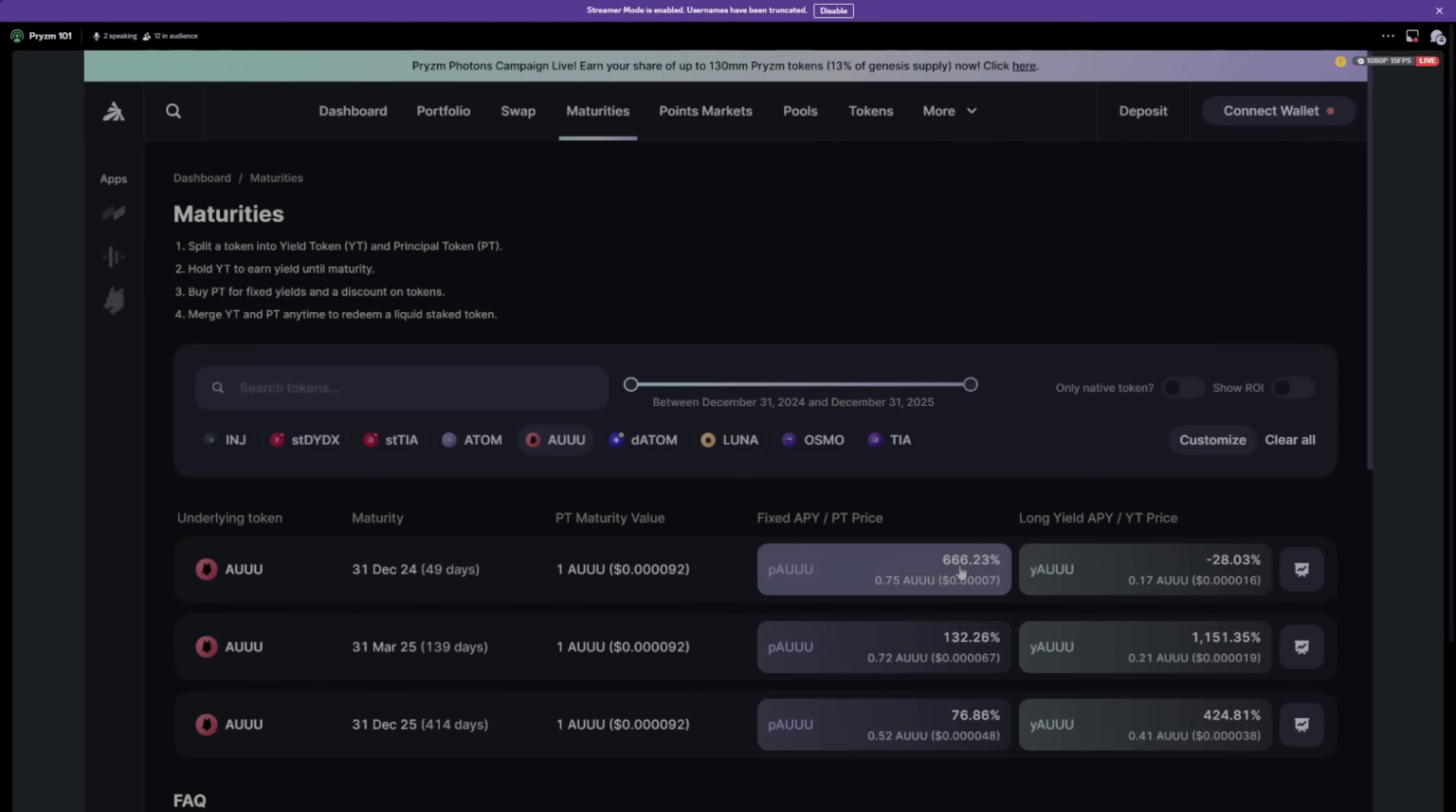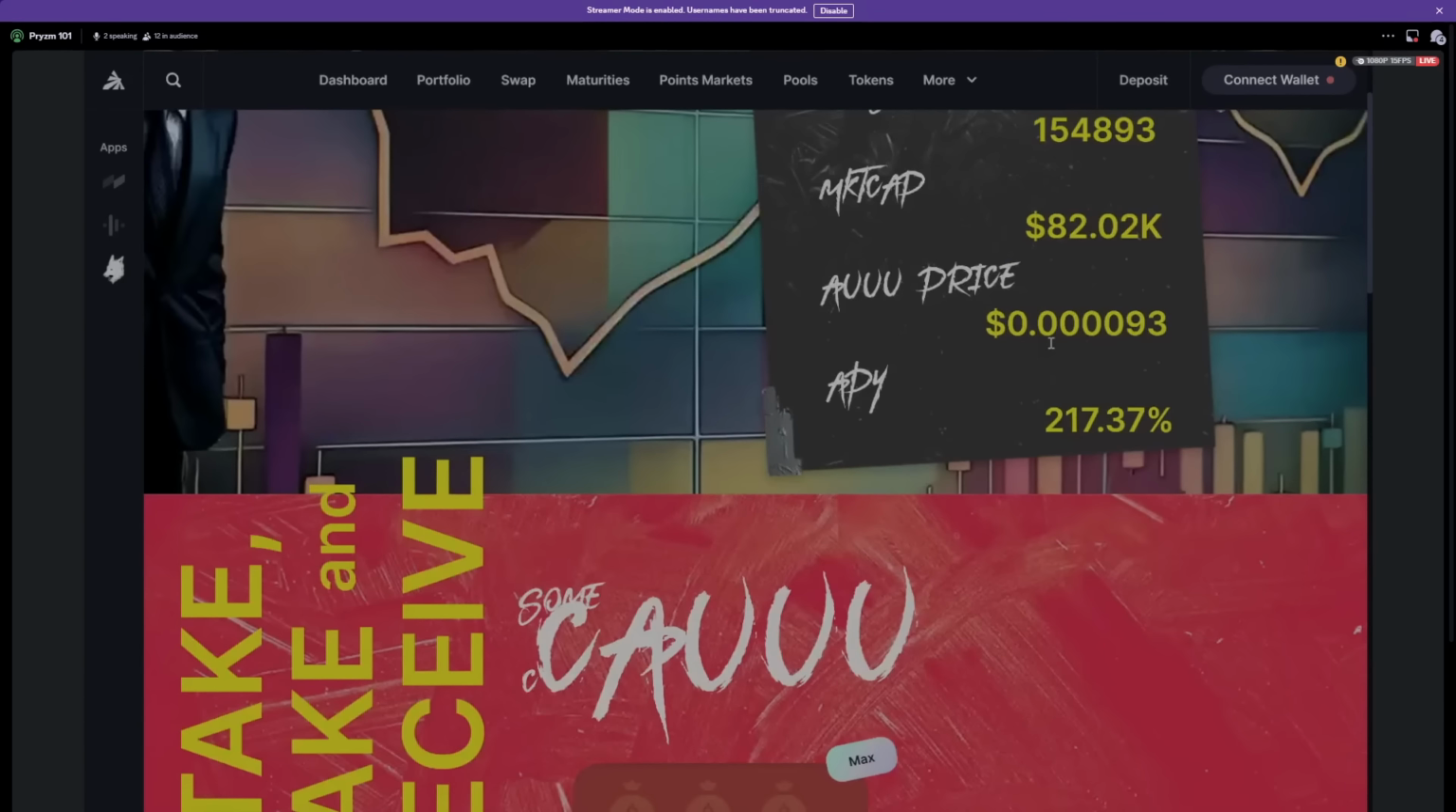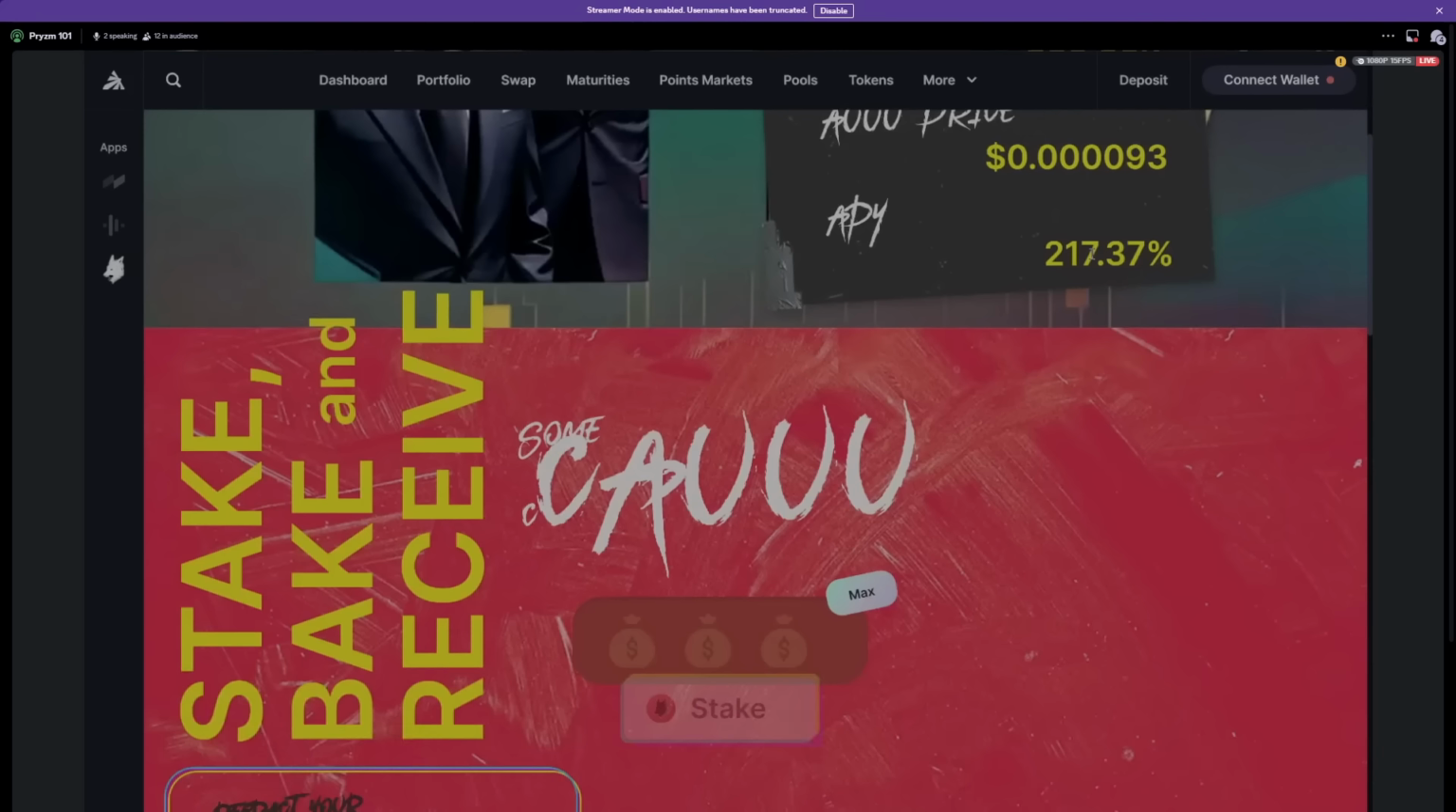As you can see here, it has a 666% fixed yield now, which is kind of crazy. And we have included AWU in the Photons campaign at a low Photons amount to start off with, but if there's good interest, we're going to increase that. And what's AWU? It's like any of these other tokens here. We've created an AWU liquid staking derivative called CAWU, which you can do here. You can see there's currently 155,000 wallets holding AWU, market cap 82K. Current APY on just normal staking of AWU is that.